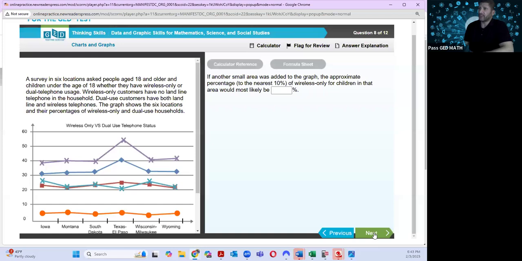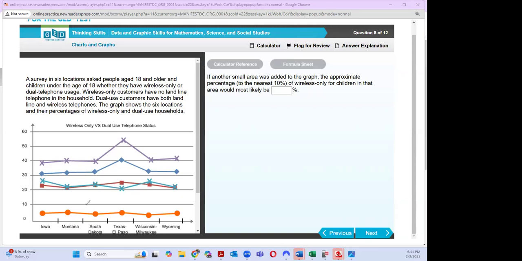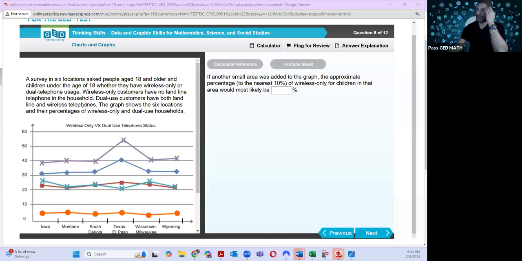Now I'm going to read my question. If another small area was added to the graph, the approximate percentage to the nearest 10% of wireless only for children in that area will most likely be what? So now, first of all, I don't have to guess. This seems like an outlier. This data is away from all this other data. Okay. So let's read this paragraph.